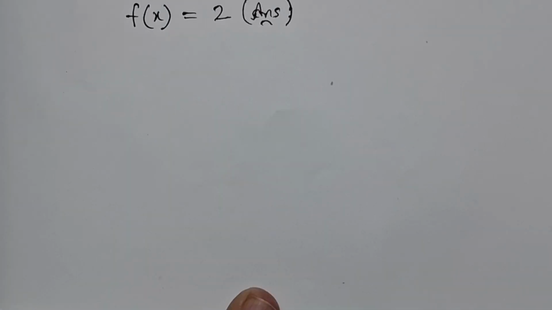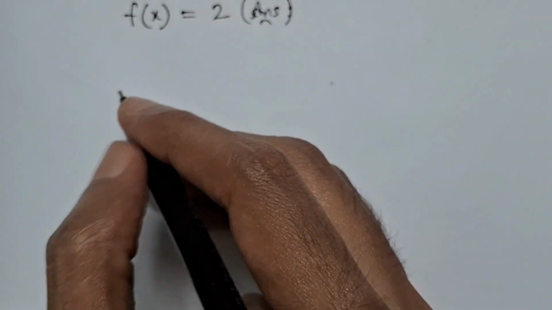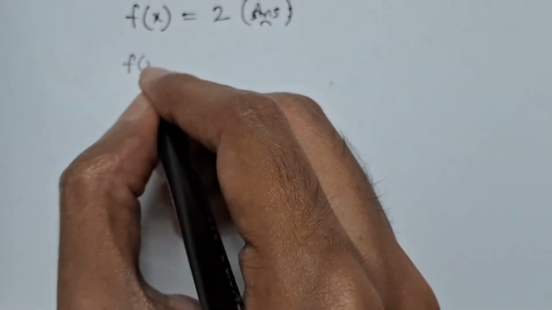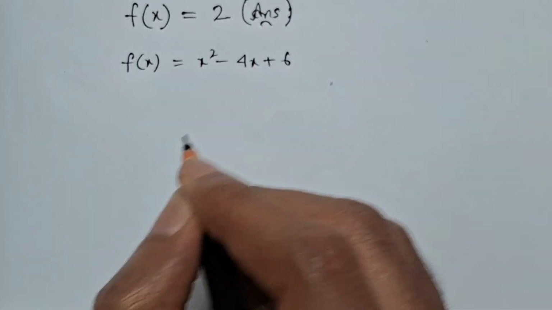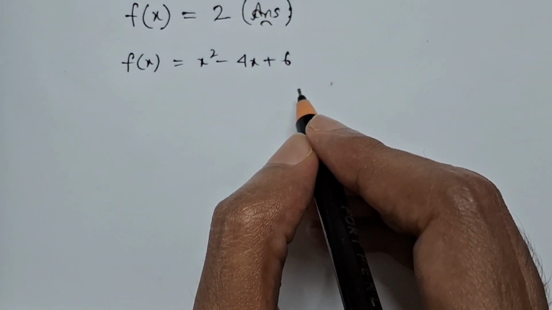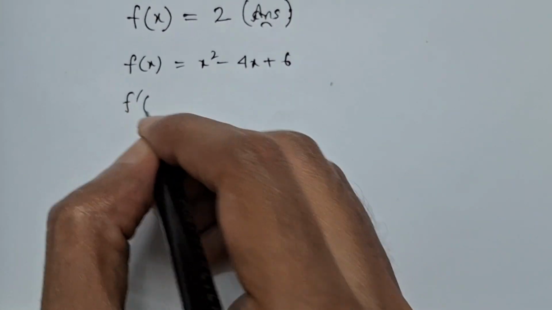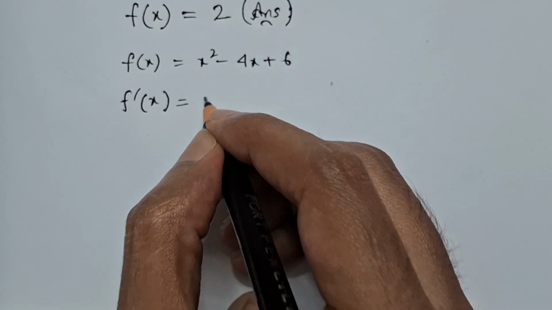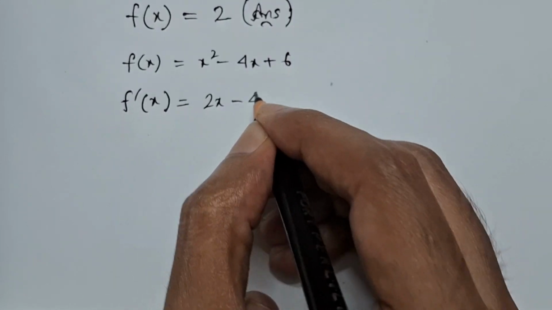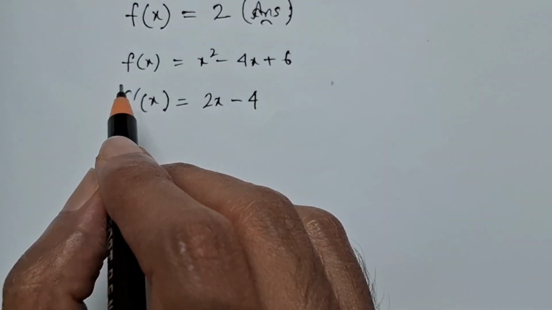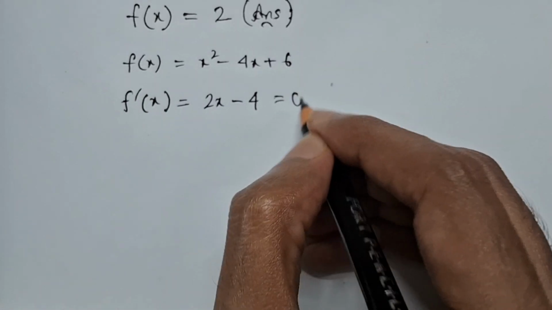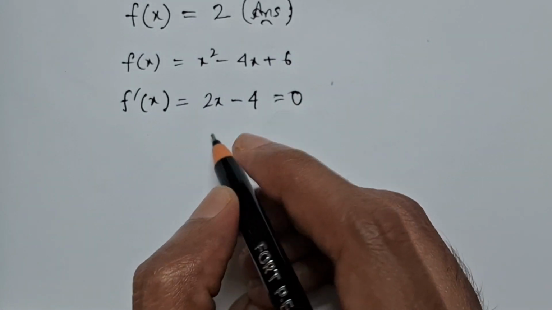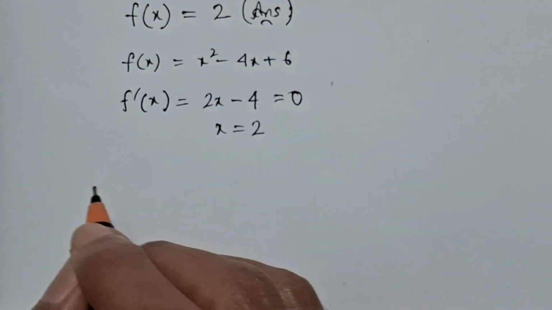Now we move to the second method, which is called the derivative method, for which we have f(x) equal to x square minus 4x plus 6. Now we take the first order derivative, that is f dash x, which equals 2x minus 4, right? For f(x) to be minimum, the first order derivative equals 0. Solving this, we have x equal to 2.